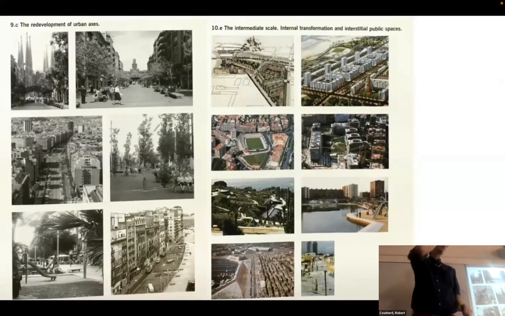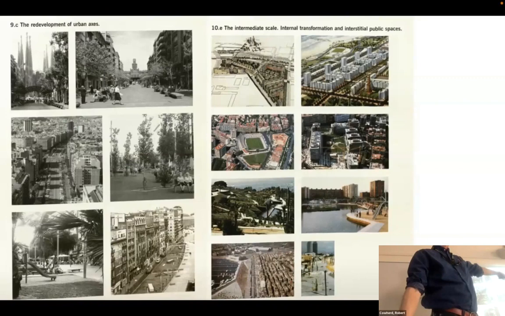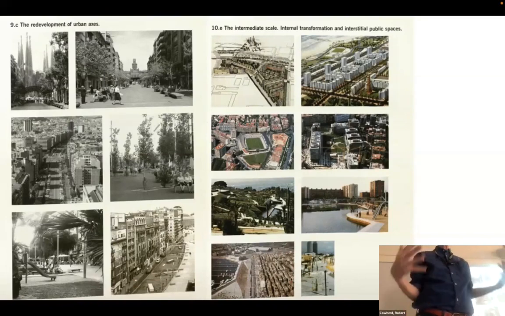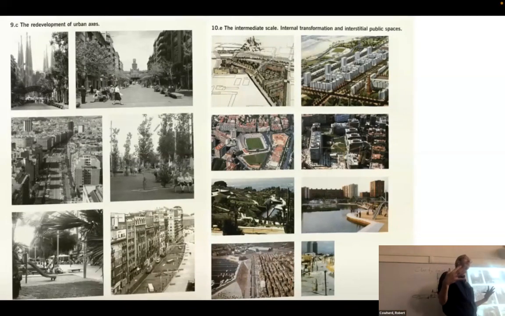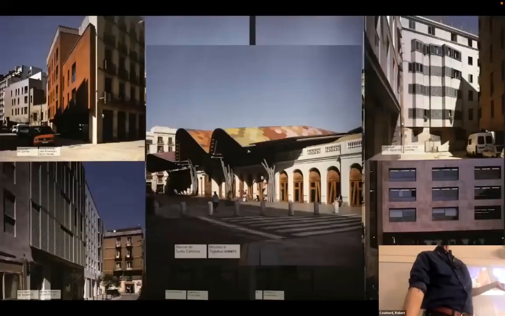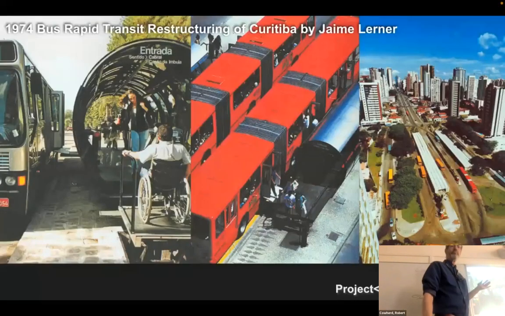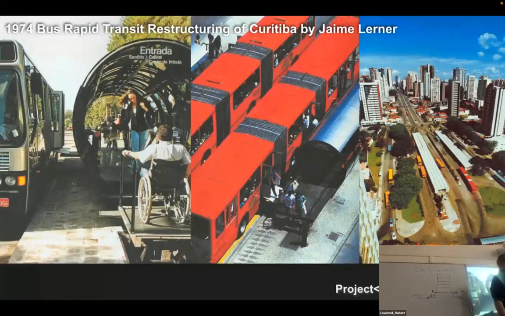So some of the best architecture that we love to look at is from Barcelona in the 1990s. It's kind of become the poster child of what architects can and should do in the 21st century. And it had a profound influence on Latin America. But it was already happening in Brazil in the 70s.